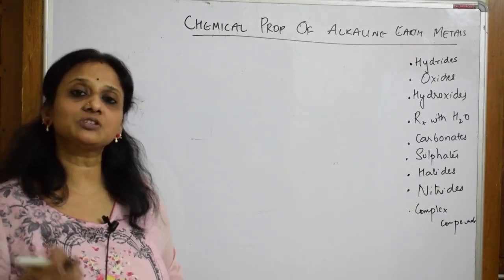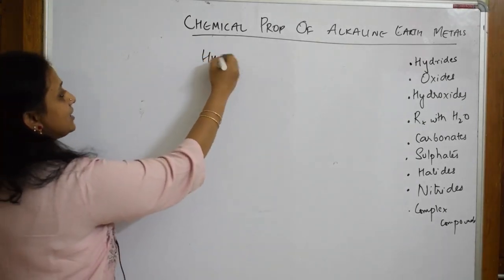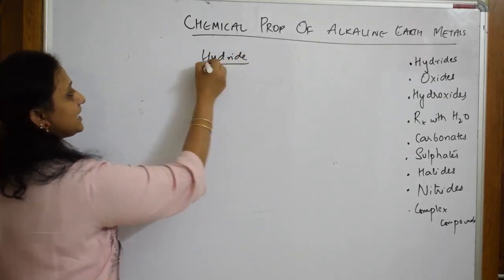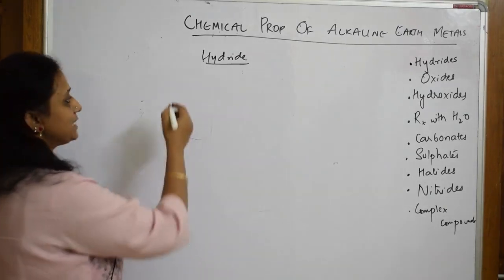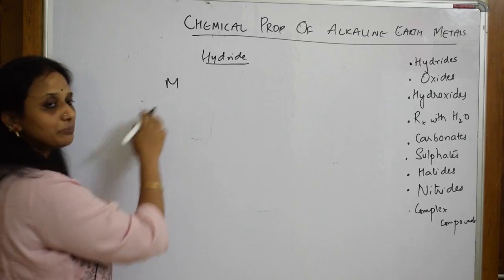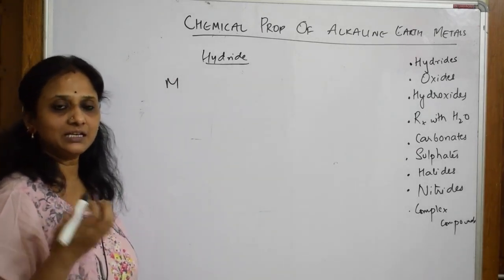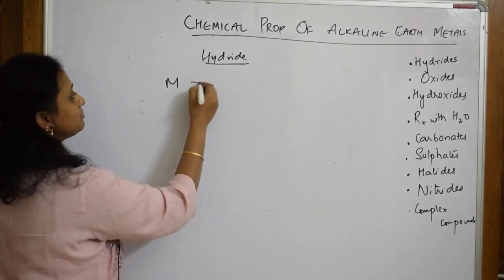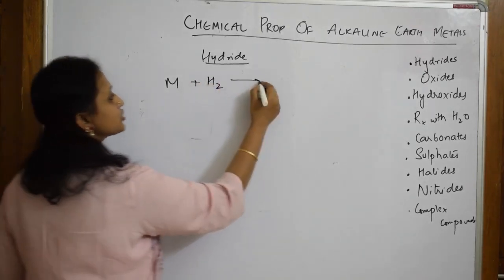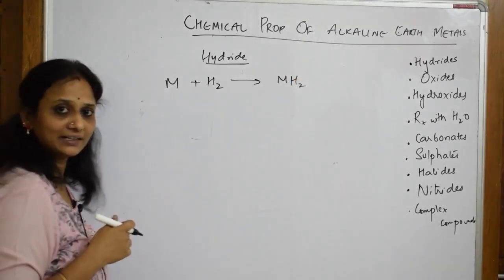So when I have to speak about hydrides, how is a hydride formed? Let me assume the alkaline earth metal as M. So M stands for metal. It can be beryllium, magnesium, calcium, strontium, or barium, anything. Now when it combines with hydrogen, it's going to form a hydride. Now this is your metal hydride, right?